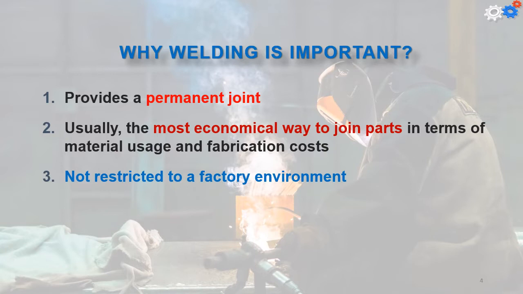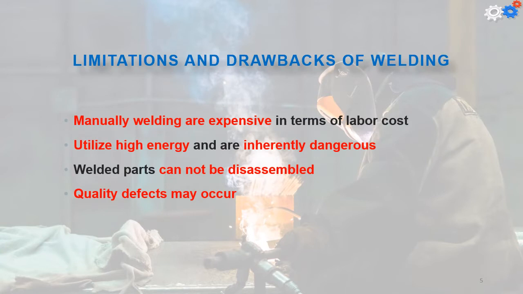Welding provides a permanent joint. Usually, it is the most economical way to join the parts in terms of material usage and fabrication costs. Welding is important because it's not restricted to a factory environment. The limitations of welding are that manual welding is expensive in terms of labor cost. Also, it utilizes high energy and is inherently dangerous. The welded part cannot be disassembled, and some quality defects may occur.